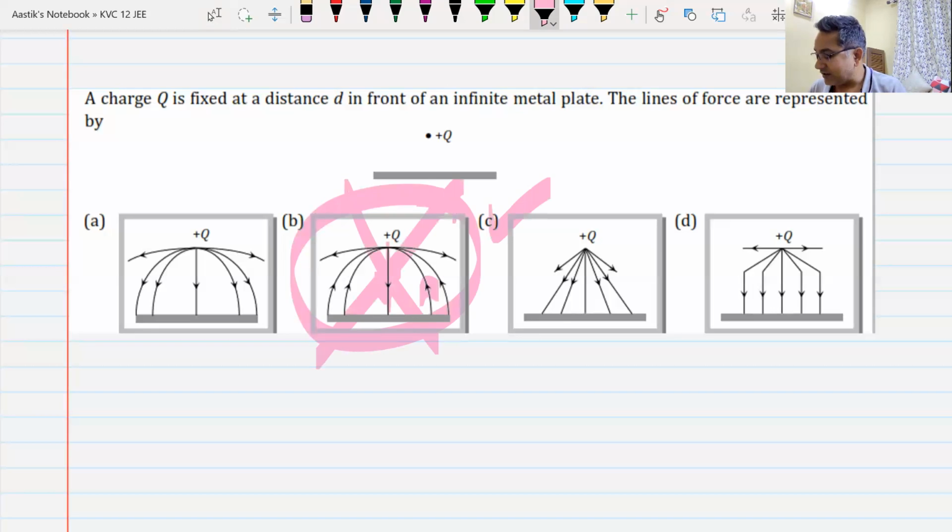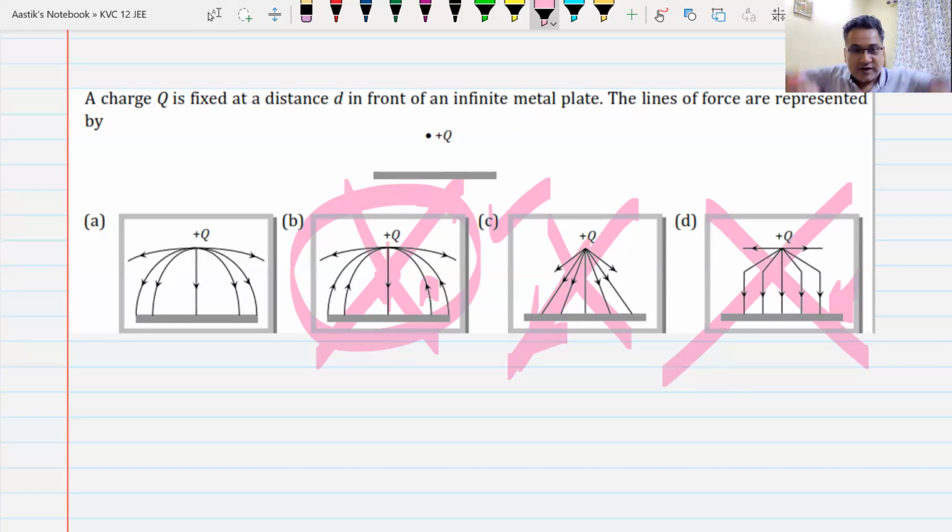Coming to option C, it cannot go like this because this is a surface, which is a metal. The line has to come perpendicularly. So this is out. Here it falls perpendicularly, but an electric field line cannot bend like this. That cannot happen, so obviously this is out of the picture. They cannot just sharply bend like this.